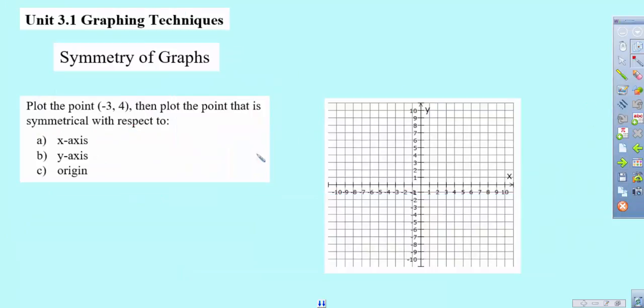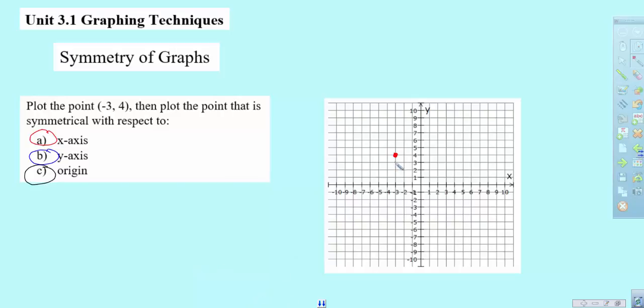So taking that right along, go ahead and draw yourself a quick little sketch of this graph right here. Plot your point for me, please. That'd be negative 3, positive 4. And based upon that, go ahead and plot your symmetry over the x-axis, plot your symmetry over the y-axis, and plot your symmetry over the origin. And then come back and hit play on the video and check your answers.